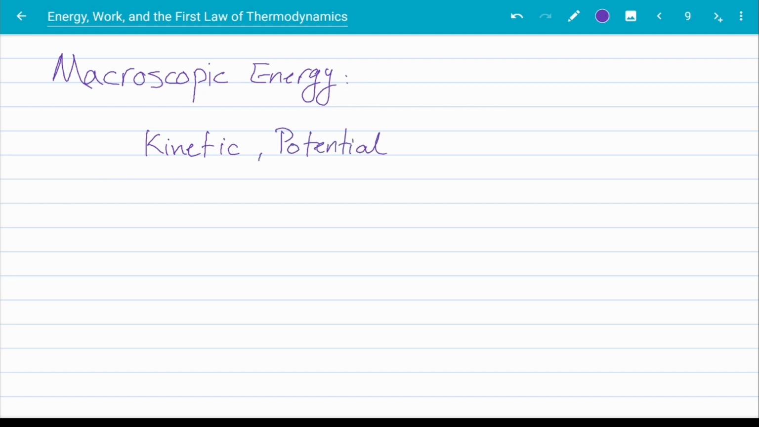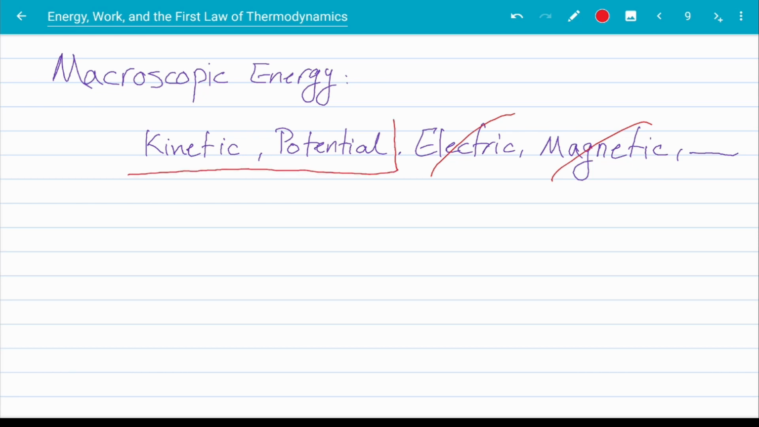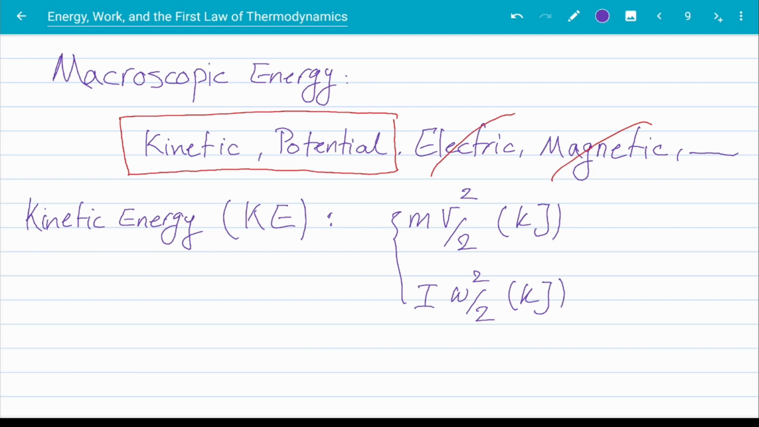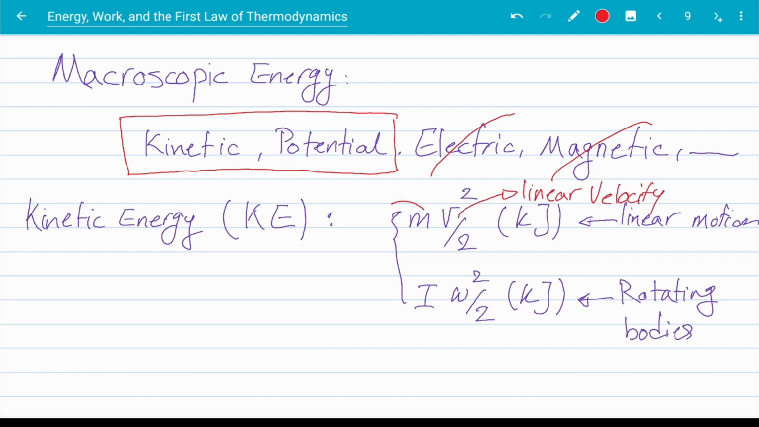There are a few of them, like kinetic, potential, electric, magnetic, and more. But here in thermodynamics, we are only interested in kinetic energy and potential energy. Kinetic energy includes both linear and rotational motions. For linear, kinetic energy is mass times linear velocity squared over 2. And for rotational energy, it's the moment of inertia times angular velocity squared over 2. Both of these are in kilojoules.